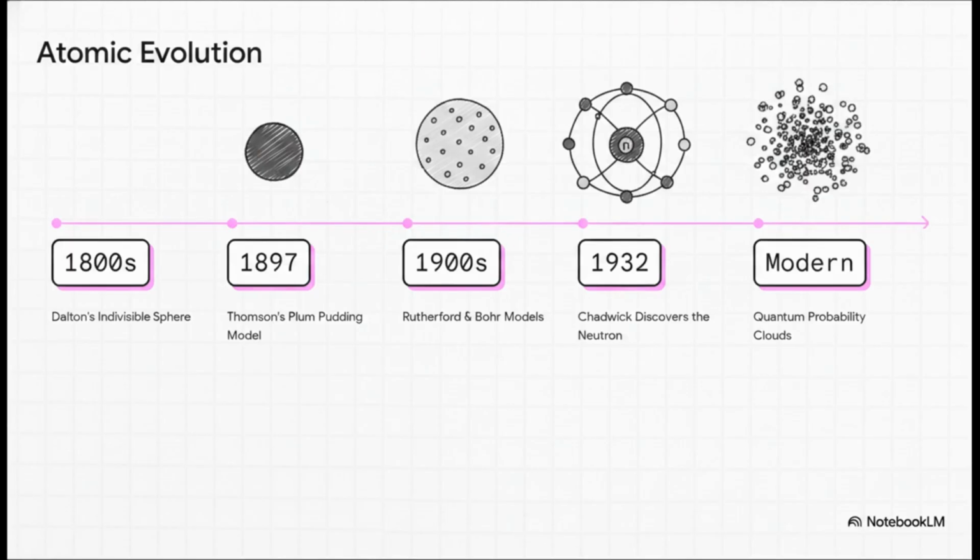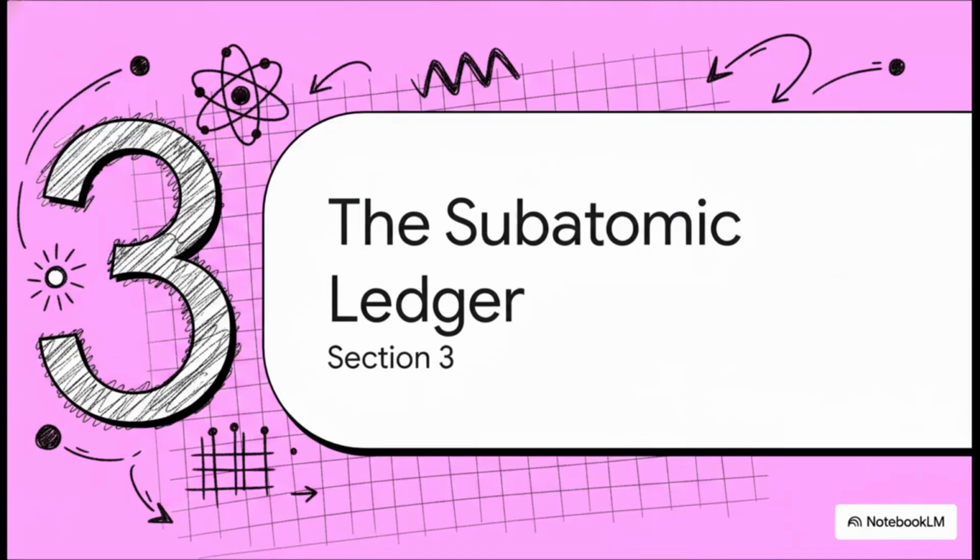Fast forward to 1932, James Chadwick discovered the neutron, finally completing our picture of the nucleus. And today, we operate in the modern era of quantum mechanics, where we know electrons don't just move in fixed circles, but rather exist in these shimmering probability regions called orbitals. Moving right along, let's jump into Section 3, the subatomic ledger.